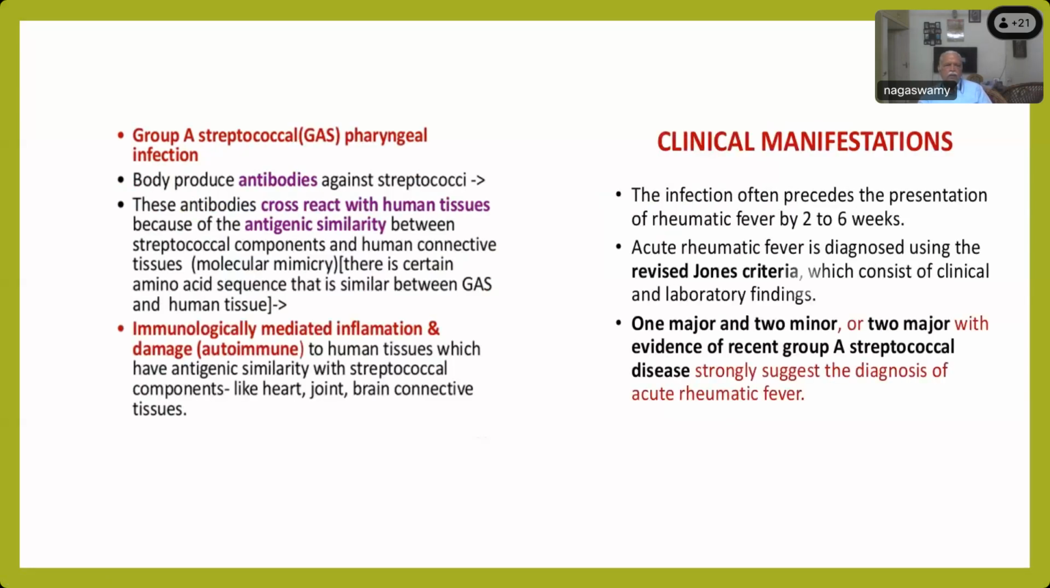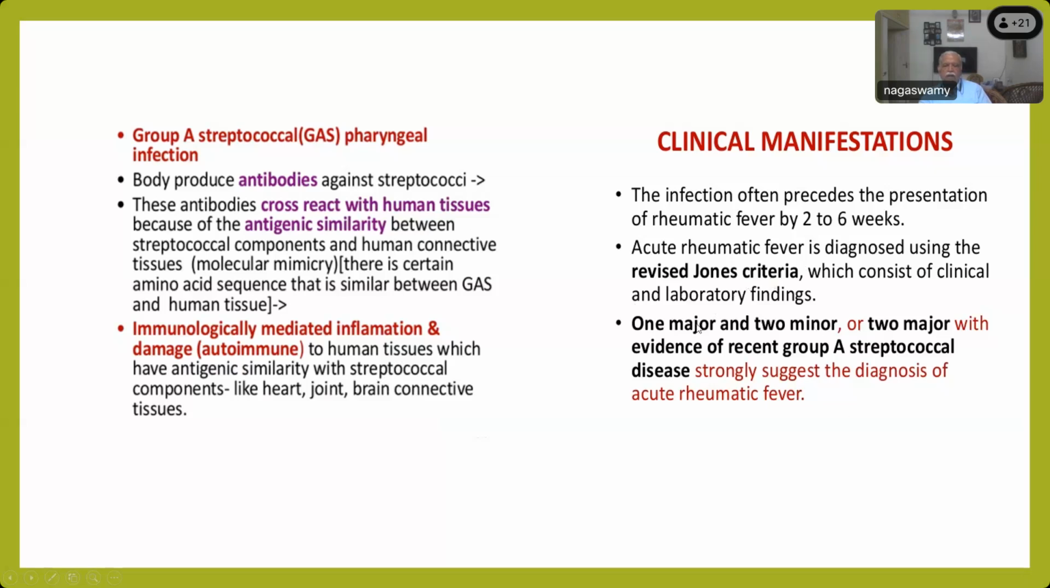The body produces antibodies against the streptococcal antigens, and these cross react with human tissues because of the similarity in the sequence of amino acids. So there is a similarity in the amino acid sequence between the antigens as well as our body tissues. So this immunologically mediated inflammation, which is autoimmune in nature, is causing all this problem.